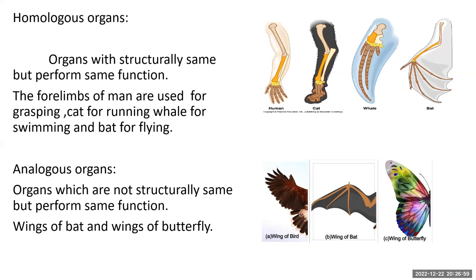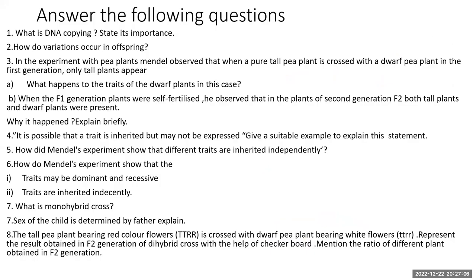Right, so in the previous class we had some questions I just left out. Did I ask this question? When the F1 plants were self-fertilized, he observed that in plants of second generation F2, both tall plants and dwarf plants were present. Yes ma'am, the answer is that in F1 generation there might be a hidden trait which was not expressed. Yes, so a hidden or recessive trait was not expressed in the F1 due to the dominant trait. It is possible that the trait is inherited but not expressed. Give a suitable example to explain this statement.